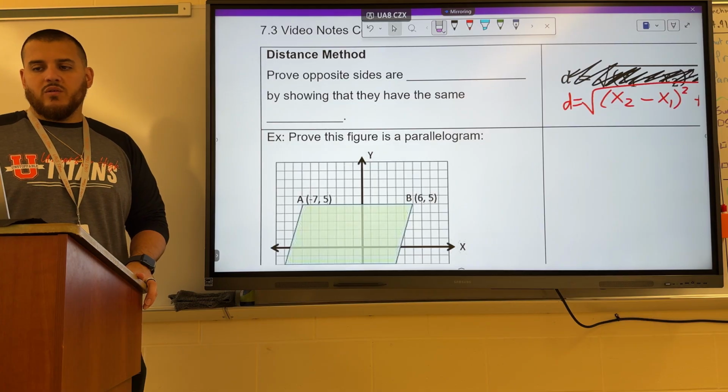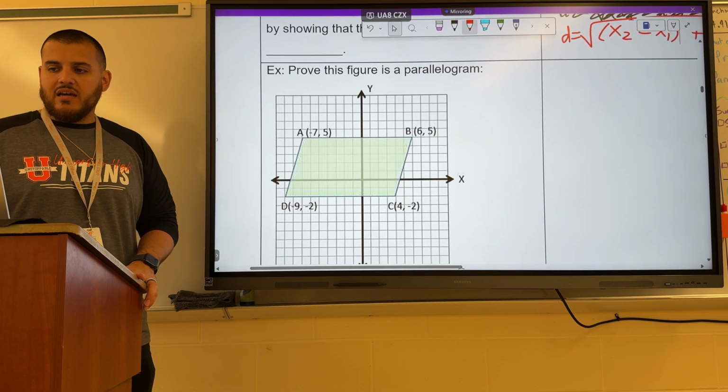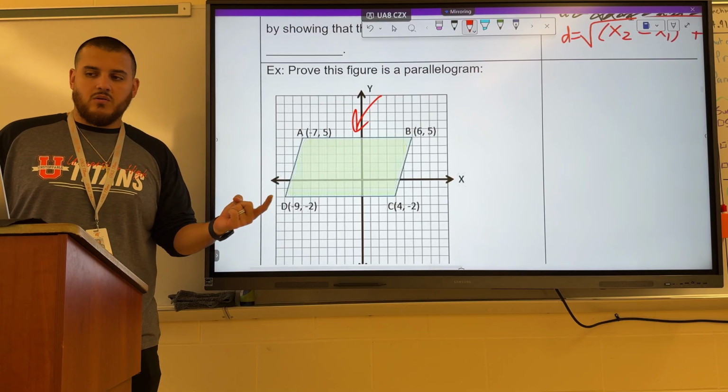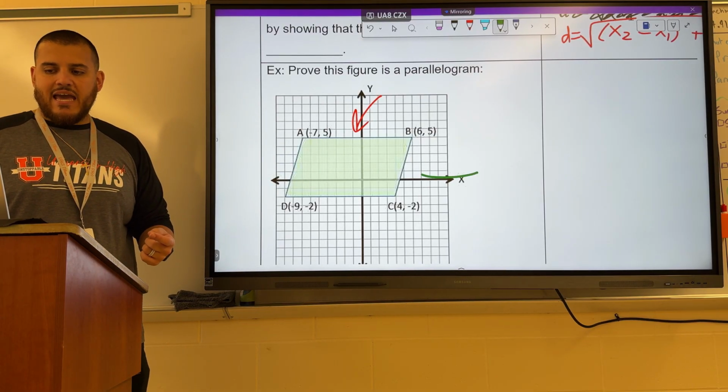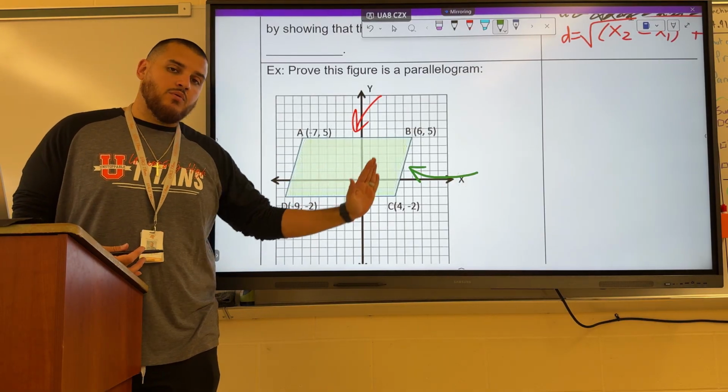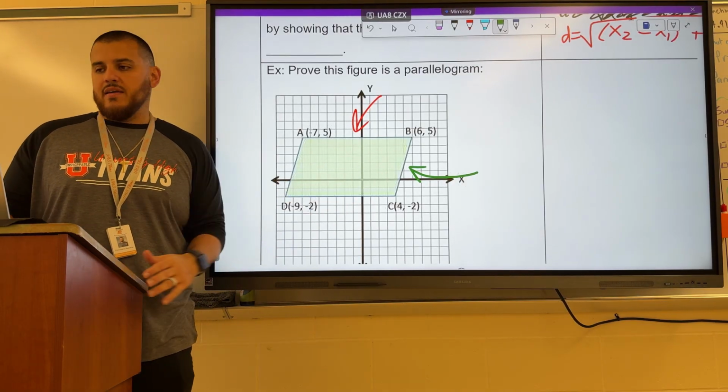For example, as we look at this graph really quick, this side up here, I don't need the distance formula to figure out how long it is. I can just count it because it's horizontal. But remember, these diagonal segments like BC, I can use the distance formula on the endpoints to figure out how long that side is.